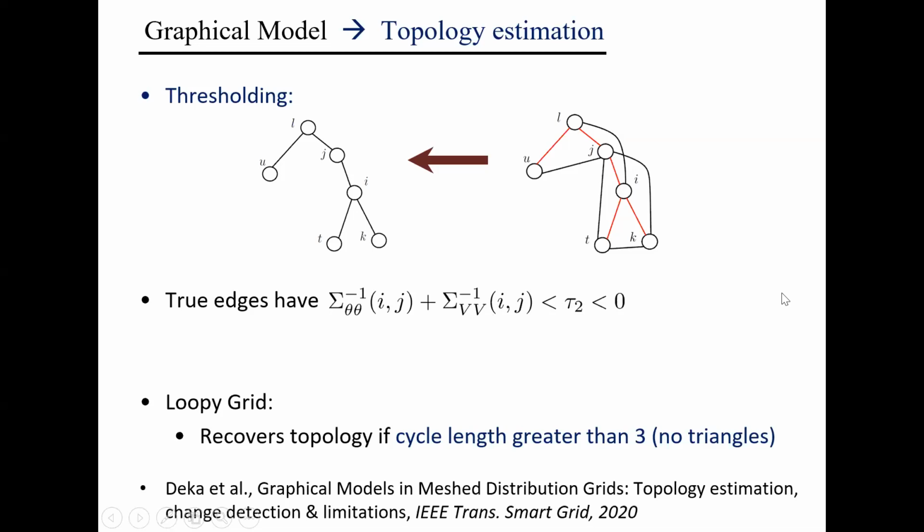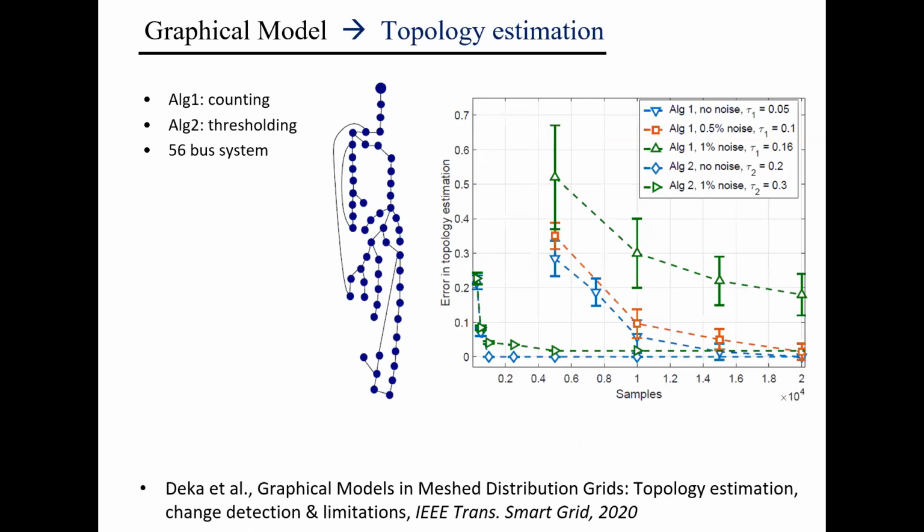And this is a better algorithm in the sense it has fewer restrictions. We actually show that this algorithm is able to recover the true topology even if the system is loopy, but instead of the maximum cycle length being 6 as in the previous case, we have a maximum cycle length of 3, which basically means as long as the system does not have triangles, which are almost never there, at least in none of the test cases which I look at, you would have an accurate algorithm by which you can recover the topology.